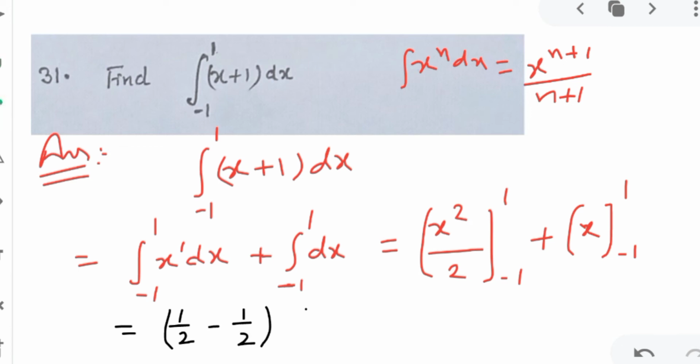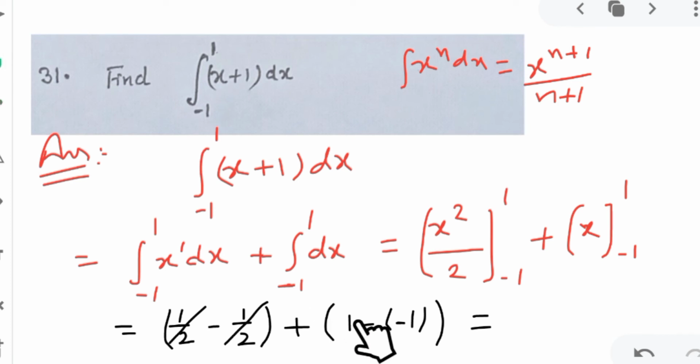Now this is plus. Here only x. The upper limit is 1, so I put x value as 1, minus the lower limit. The lower limit means x value is -1, so minus of -1. Correct. So from the first part, 1 upon 2 minus 1 upon 2 will cancel. In the second, 1, and minus minus is plus, so 1 plus 1. That leaves 0, so I will not write anything. 0 plus 1 plus 1, that is 2. That will be our answer.